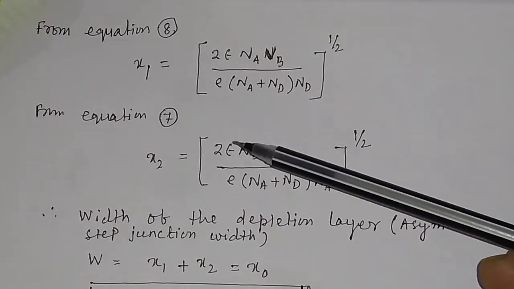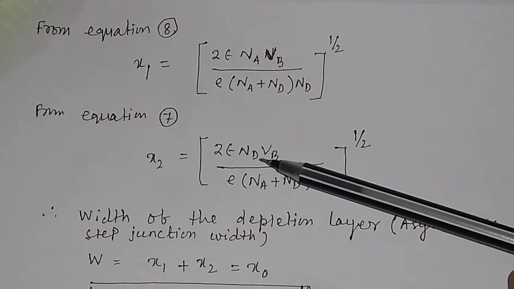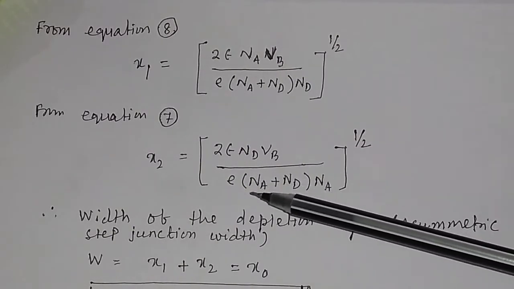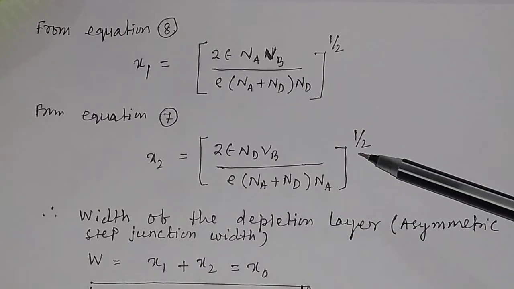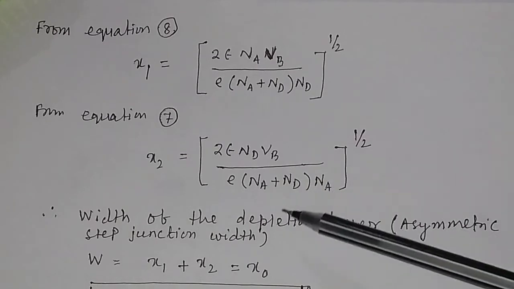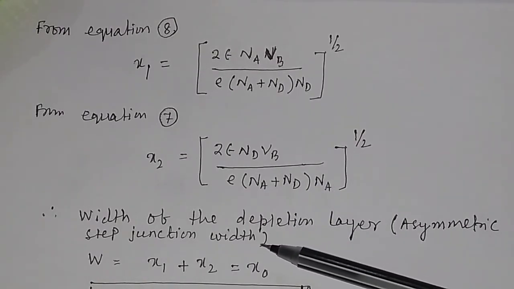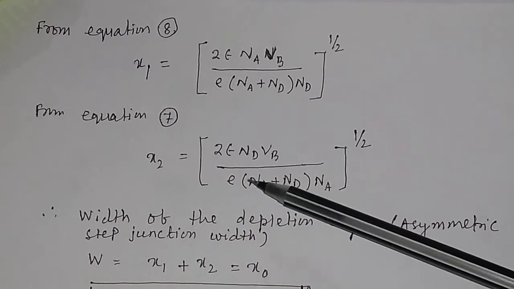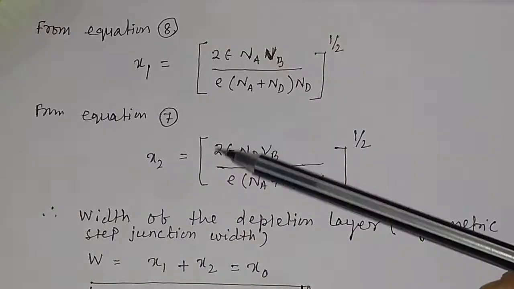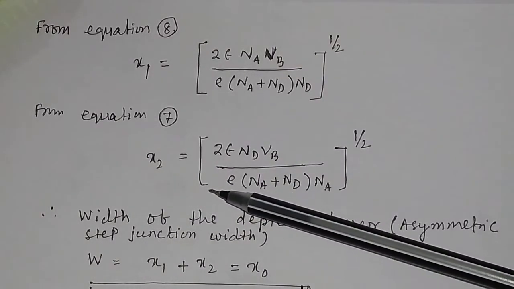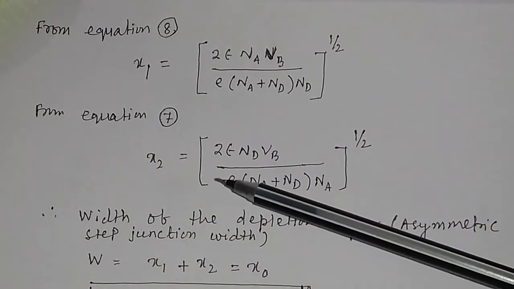And from equation 7, if you solve for x2, that will be equal to 2 epsilon Nd Vb divided by E into Na plus Nd into Na, to the power half. And here, the width of the depletion layer for the asymmetric step junction, the junction width is not symmetric. That means x1 value is not equal to x2 value. I have shown you in the diagram that x1 is greater than x2.